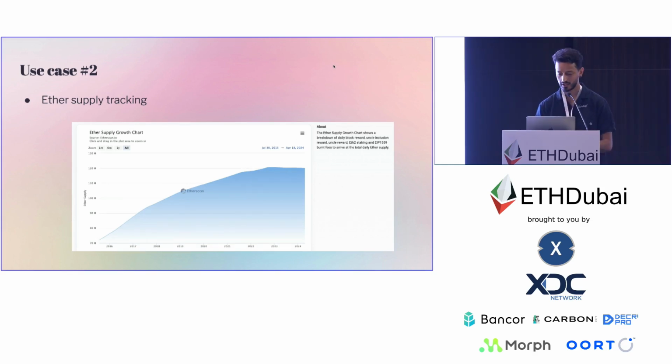It says, the Ether supply growth chart shows a breakdown of daily block reward, uncle inclusion reward, uncle reward, ETH2 staking, and EIP 1559 burn fees to arrive at the total daily Ether supply. So when you're computing the Ether supply, you need to piece together a lot of different changes, issuances, and burns to get at it. And you need to do deep processing of the blocks to compute this.